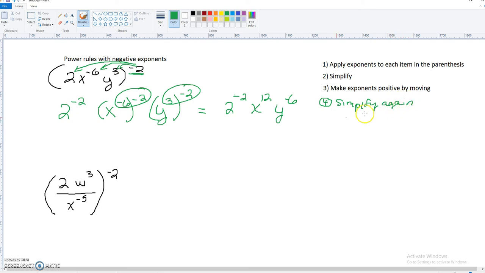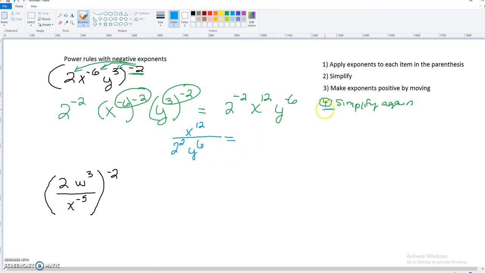Simplify again. Alright, so with this, x to the 12th is the only thing that's positive. So that is simply going to stay there on top. So let me write it here. I kind of write too big. So we've got x to the 12th, and it's going to stay on top. But these two are negative, so that means we need to move them below into the denominator. And so we've got 2 squared now, and y to the 6th.